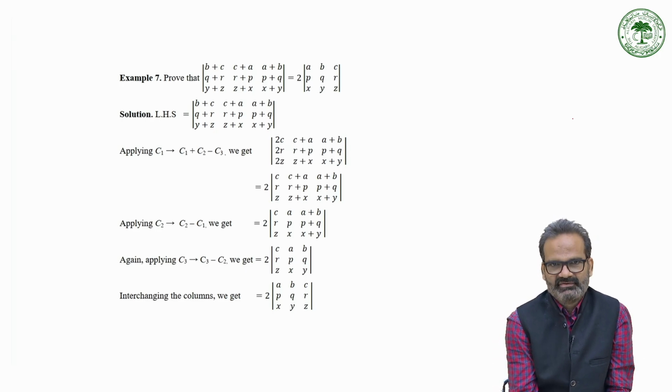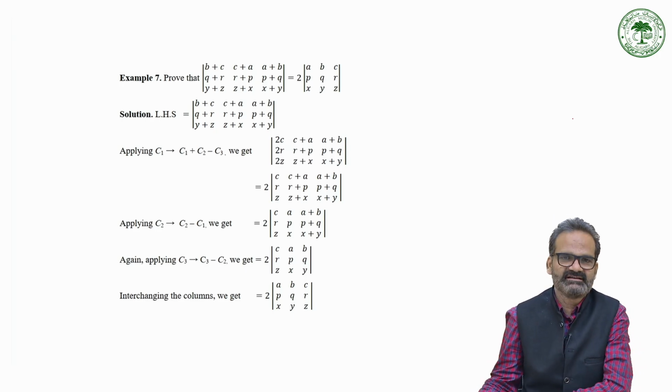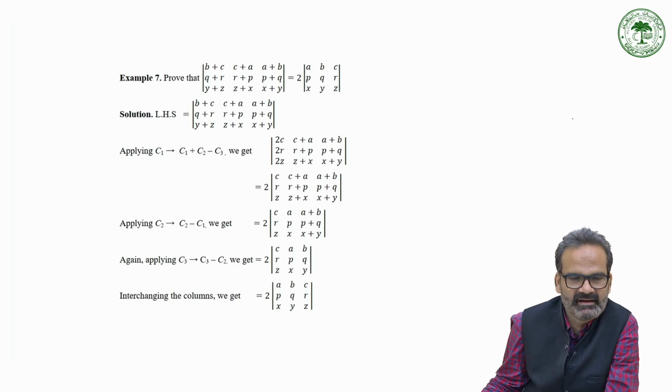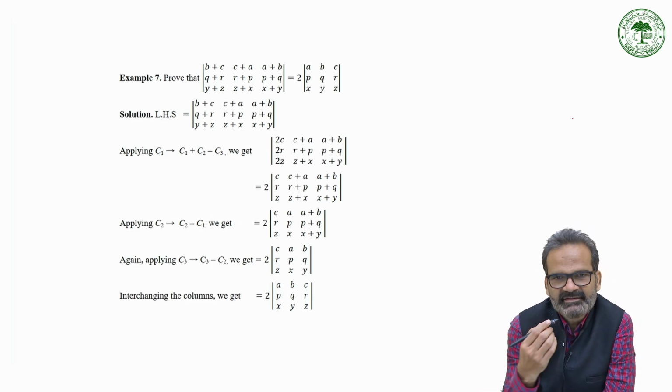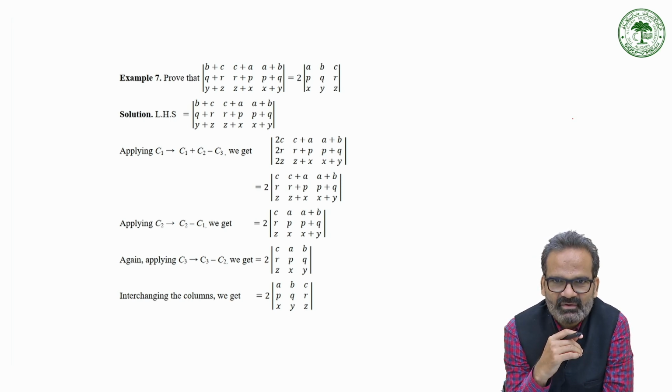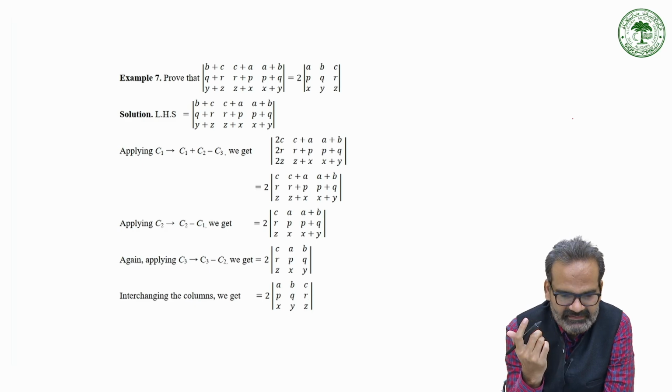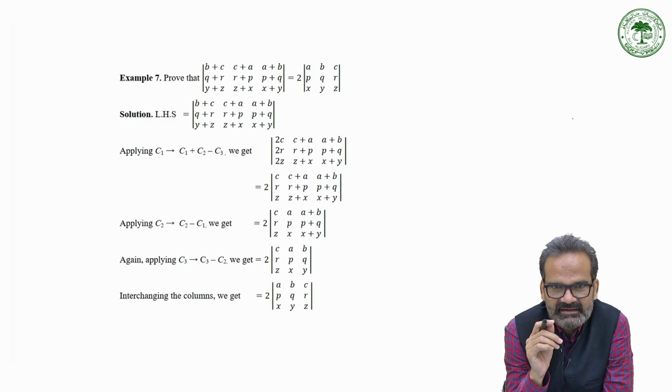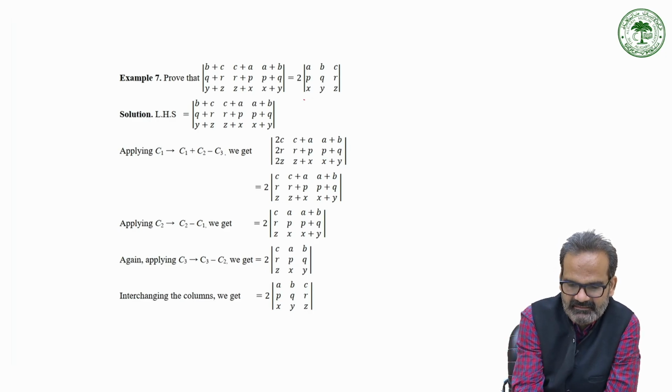So, we were doing some questions or exercises based on properties of the determinant that we had already discussed in the last lectures. In continuation, let us have one more example based on properties of the determinant. Here in this example, we have to prove that the value of this determinant is equal to 2 times the determinant this, right?